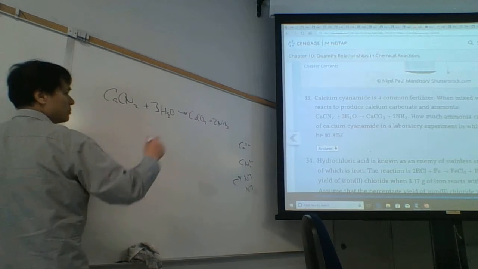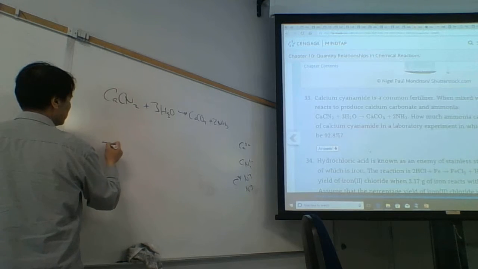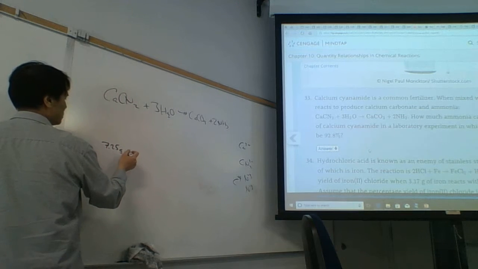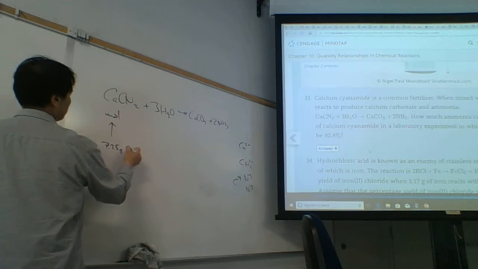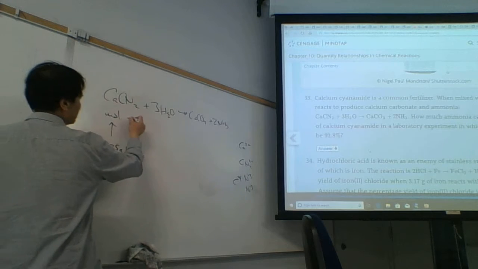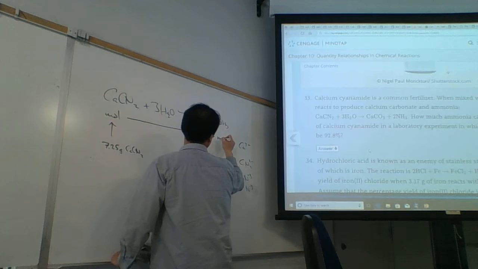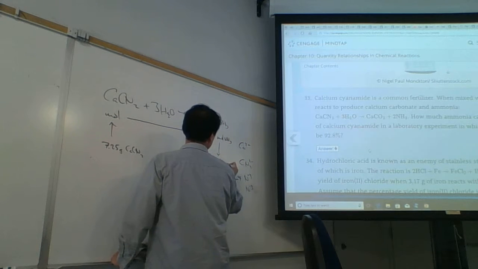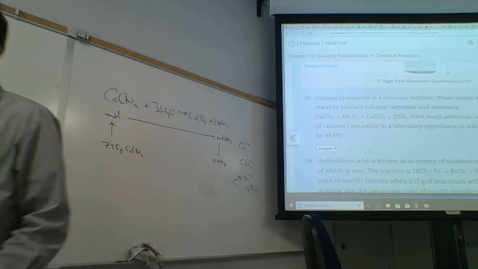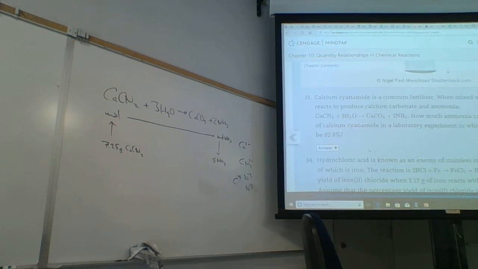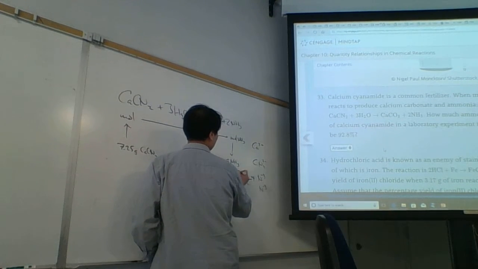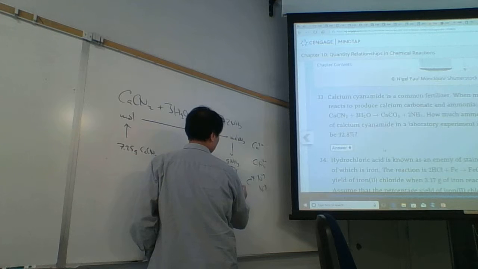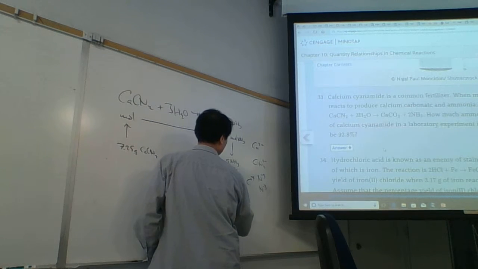Okay, so what we're going to do here is go from 7.25 grams of calcium cyanamide to moles of calcium cyanamide. Then from moles of calcium cyanamide, we're going to go to moles of ammonia. Then from moles of ammonia, we'll go to grams of ammonia. But this is the grams of ammonia theoretical yield. In theory, I should get this, but in practice, I get less because I lose some. And so this would be this many grams theoretical yield.